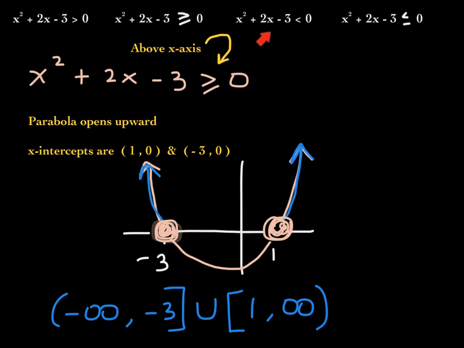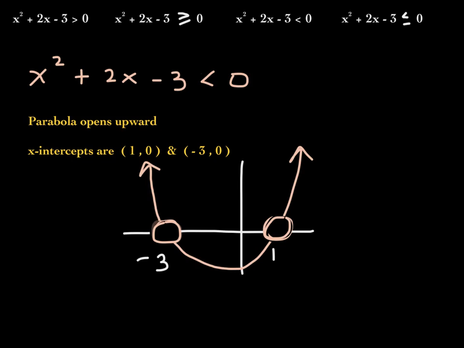All right, now let's look at the next one. This quadratic inequality still says that the parabola opens upward, all right? The x-intercepts are the same. The only thing that's different here is this inequality is strictly less than. Let's look at that now. All right, I wrote it for us. X squared plus 2x minus 3 is strictly less than 0.